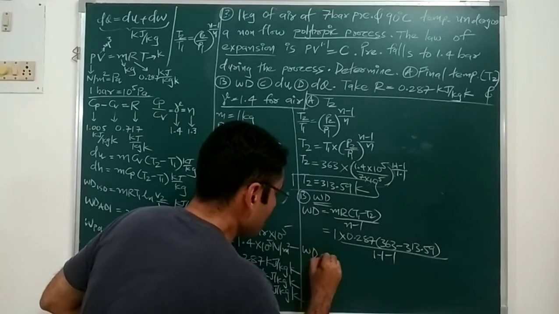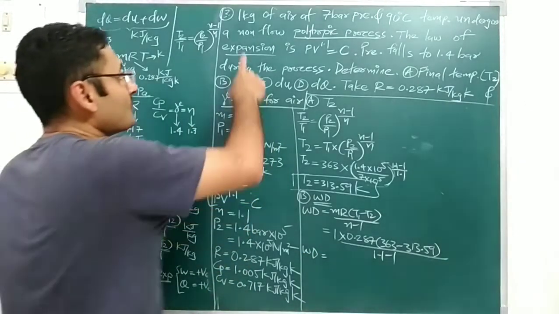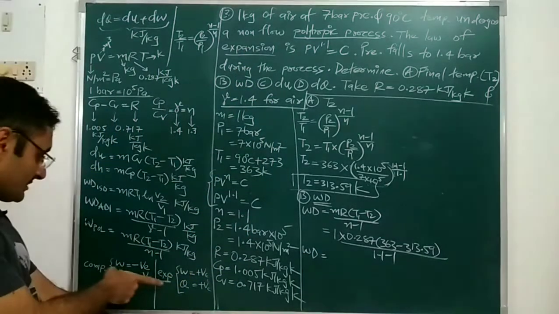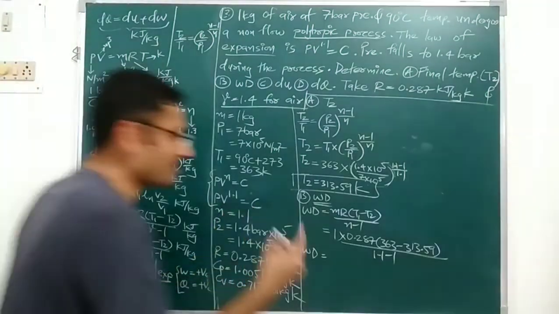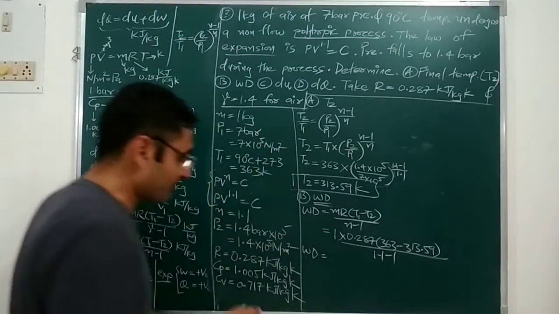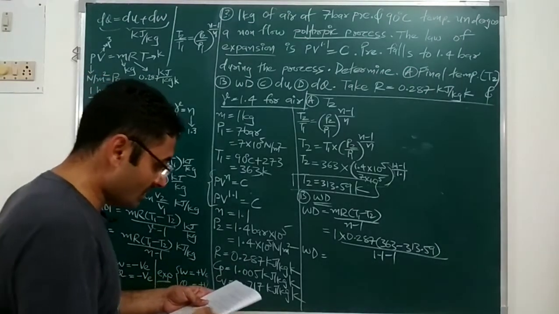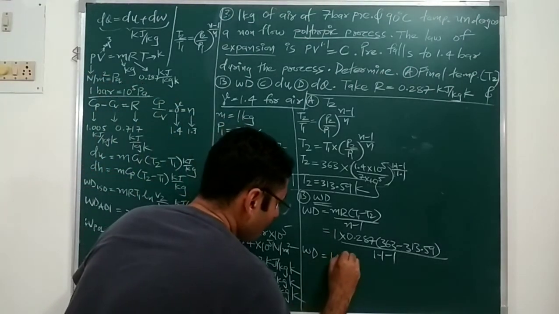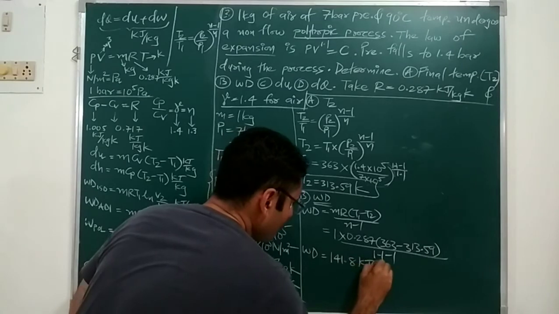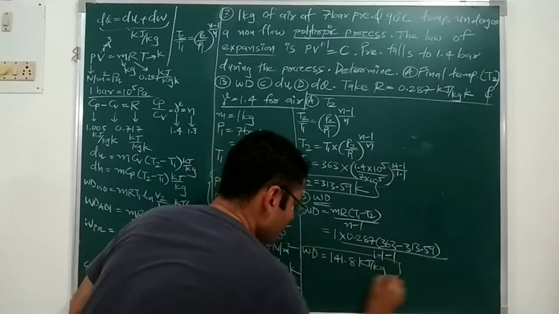So the work done answer must be positive. Why? Because it is expanded. Because it is expanded, work done and heat supply both must be positive. So the work done will be 141.8, which is kilojoule per kg, with a positive sign.